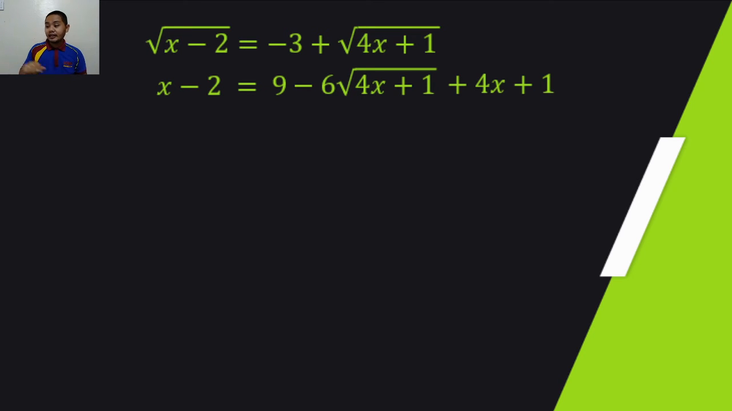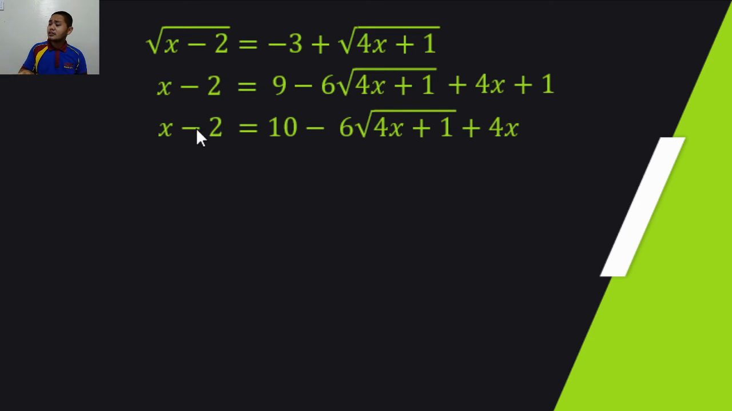Sunod, simplify lang natin sila. So anong nangyari niyan dito? Syempre, yung 9 at saka yung 1. 9 plus 1, that is 10. Kaya doon natin nakuha yung 10.